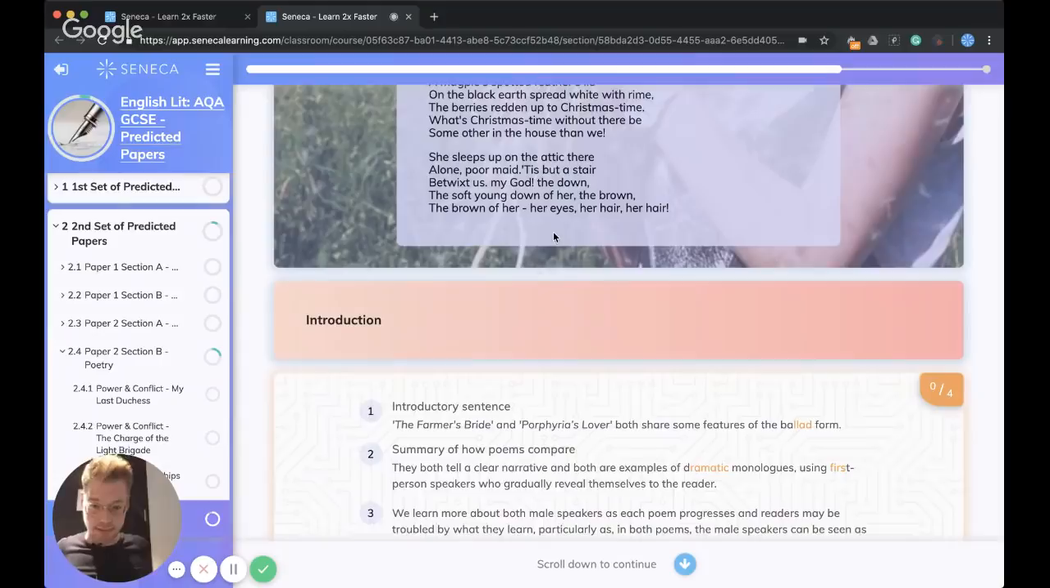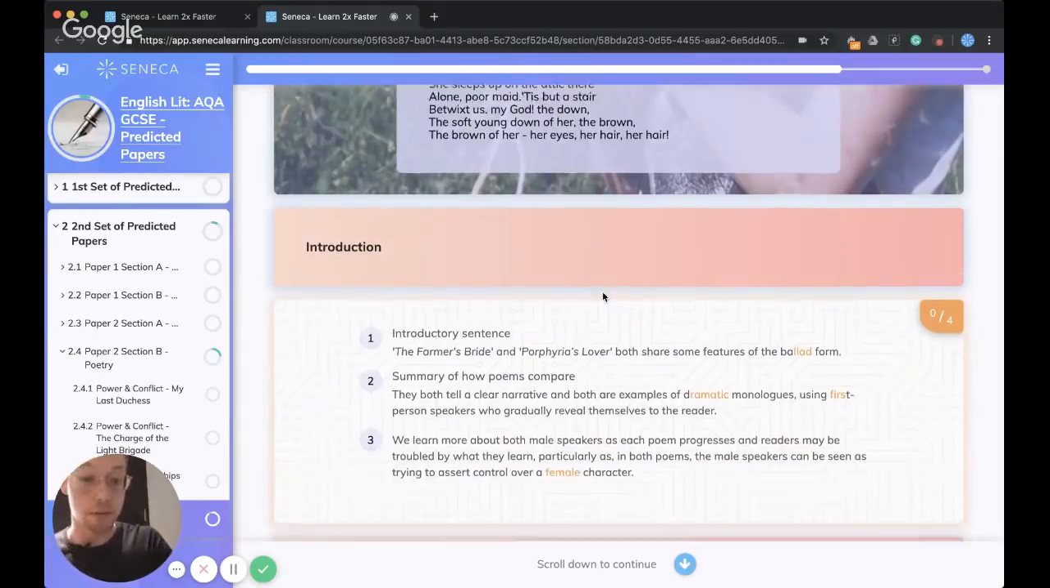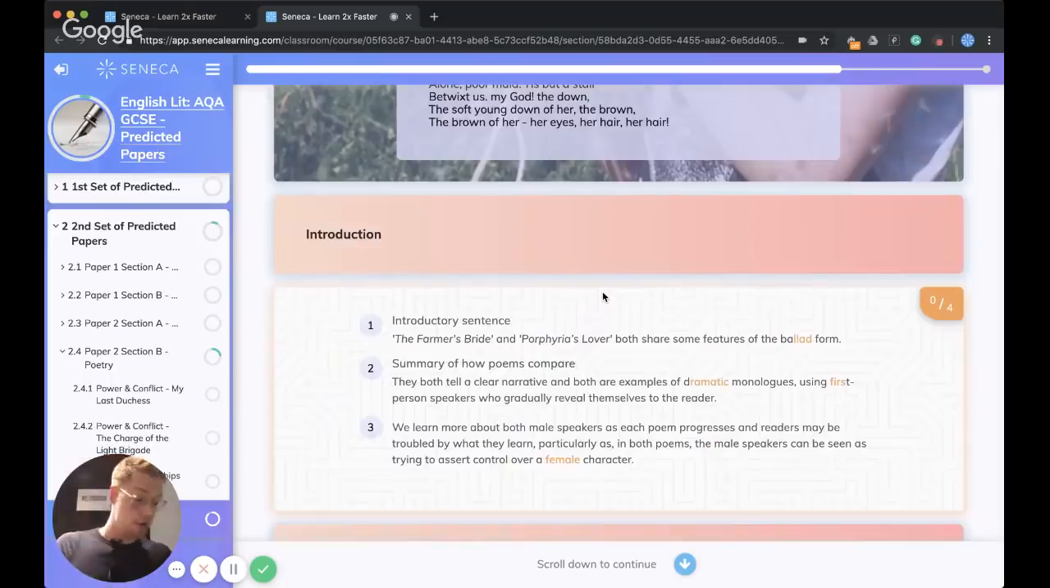Introductory sentence. So you want your introduction, the Farmer's Bride, and Periphery's Lover both share features of the ballad form. So you're going to want to talk about both poems in your introduction. Summary of how they compare. They have examples of a dramatic monologue to think about the form of the poem and the structure, using first-person speakers who gradually reveal themselves to the reader.